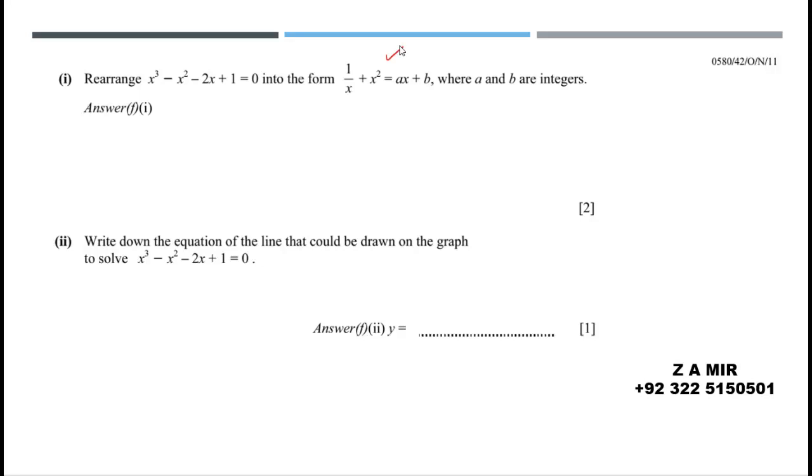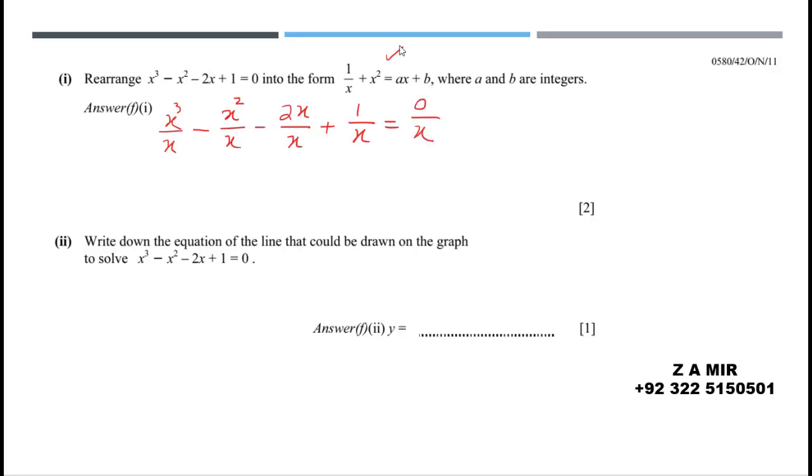So what we will do, we will divide every term by x. We will divide this x cube by x, because we want to reduce this x cube into x square. So x cancels with x and cancels this x cube. So we will have x square, and we divide every term by x. Minus 2x on both sides of the equation.